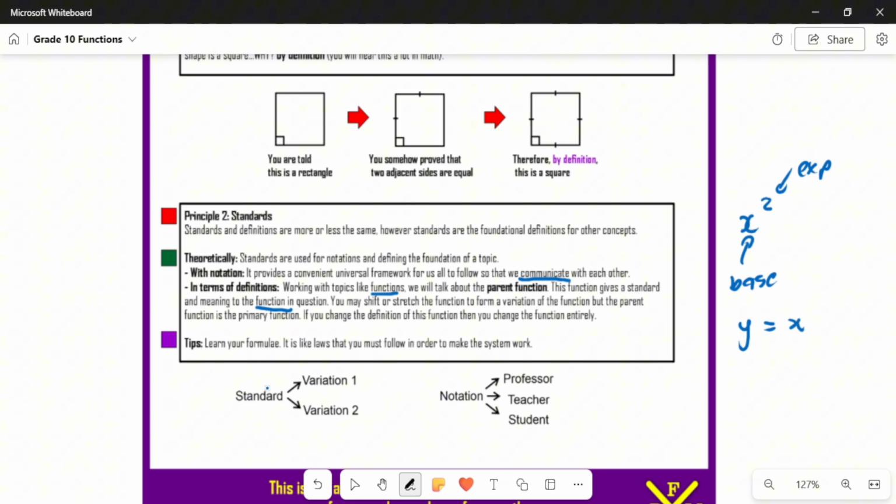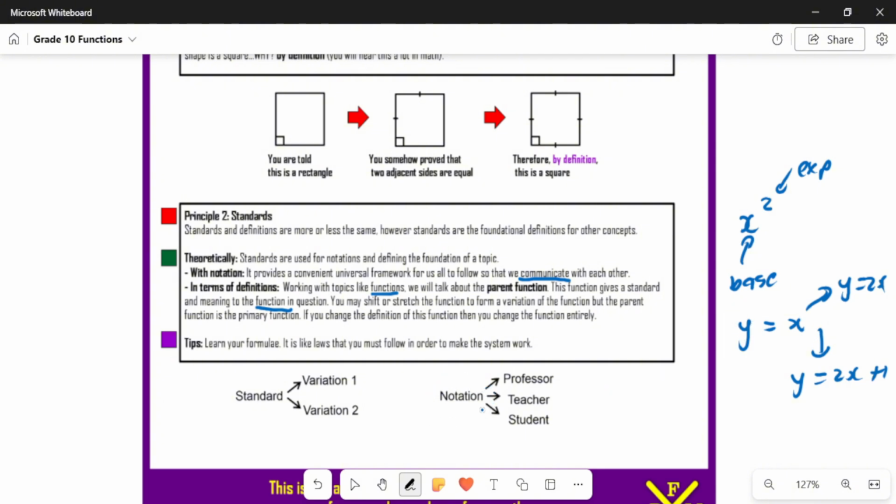So this is why you need to understand the constraints when working with the standards. What I'm saying is y equals x is the standard. It's the parent function, and then we could get variations. y is equal to 2x, or we could get y is equal to 2x plus 1. Those are variations stemming from a standard, right?